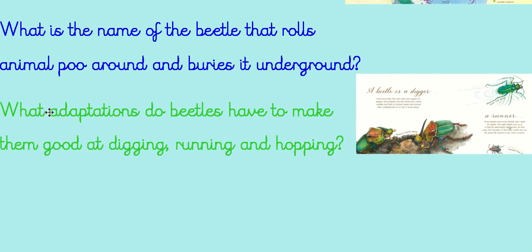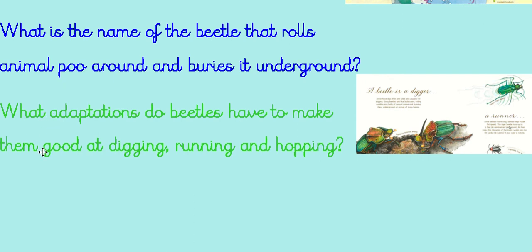And finally, this is a really tricky question, quite a scientific one. What adaptations do beetles have to make them good at digging, running and hopping? So there are special things on a beetle's body that allows them to do those jobs really well. So I want you to go back to the text and see what things on a beetle's body helps them to be good at digging, good at running and good at hopping. Now there are different beetles that have different talents, don't they? Can you go and see which ones they are and why they're so good at those jobs?